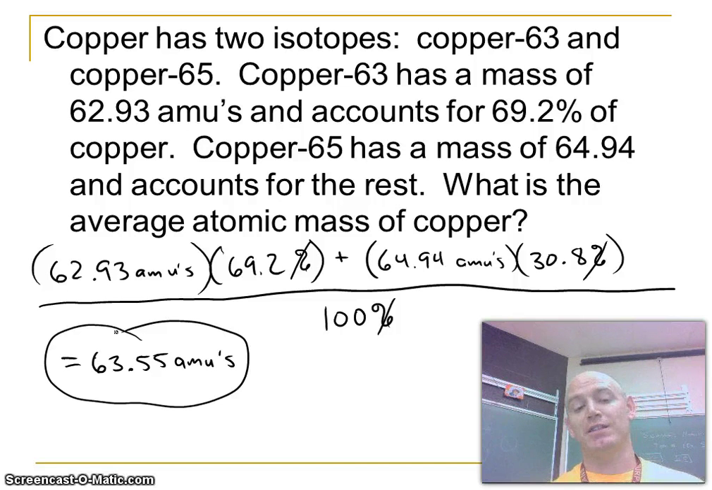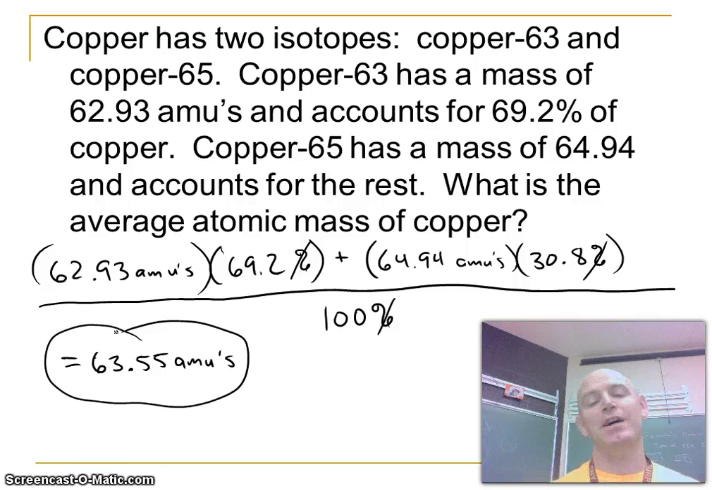And it also makes sense because it is much closer to the 62.93 than it is to the 64.94. And that makes sense because the 62.93 is much more abundant than the 64.94. So we would expect it to be closer to the value that is more abundant.